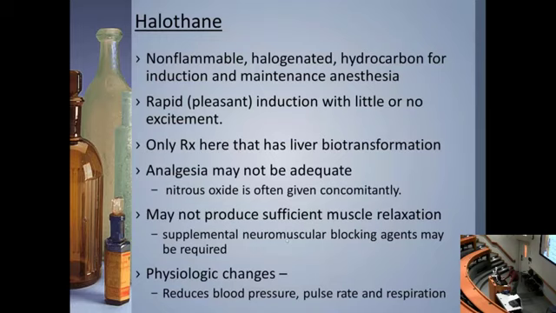And there will be physiologic changes that will accompany halothane administration. So there'll be a reduction in blood pressure, there'll be a reduction in pulse rate as well as respiration. And so that would need to be either pharmacologically or mechanically or both supplemented and worked on so that the patient doesn't have dramatic changes in blood pressure.